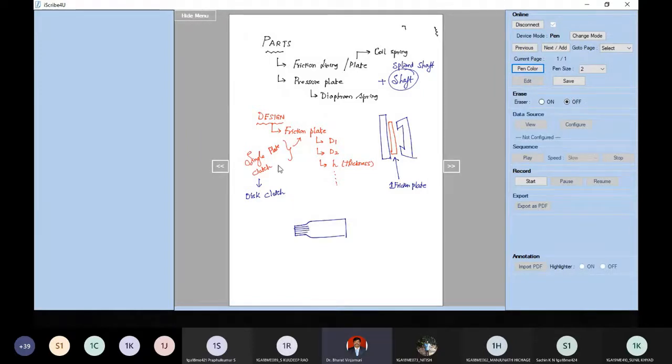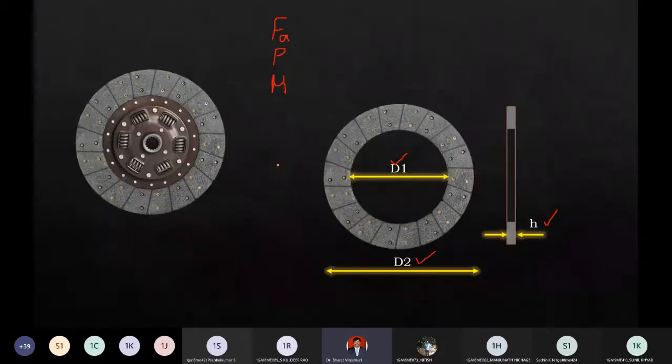Okay, so this shaft which I am going to use is called a splined shaft. Obviously, this is a part of the clutch. So this is what exactly we are trying to design. Let me once again continue with this.